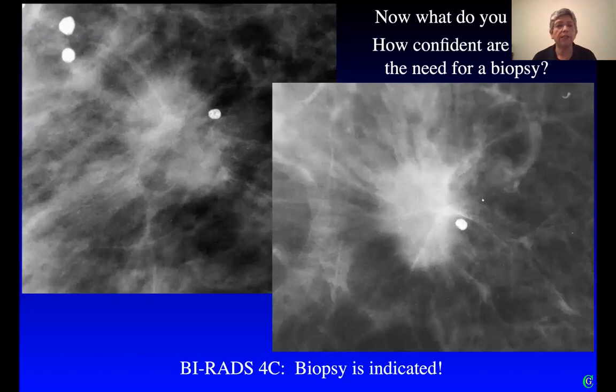I would argue that this is a BI-RADS 4C lesion where a biopsy is indicated today, not 6 months from now. The additional views give you the confidence, they give you the information you need to say with certainty that the likelihood of cancer is high in this patient and a biopsy is indicated.